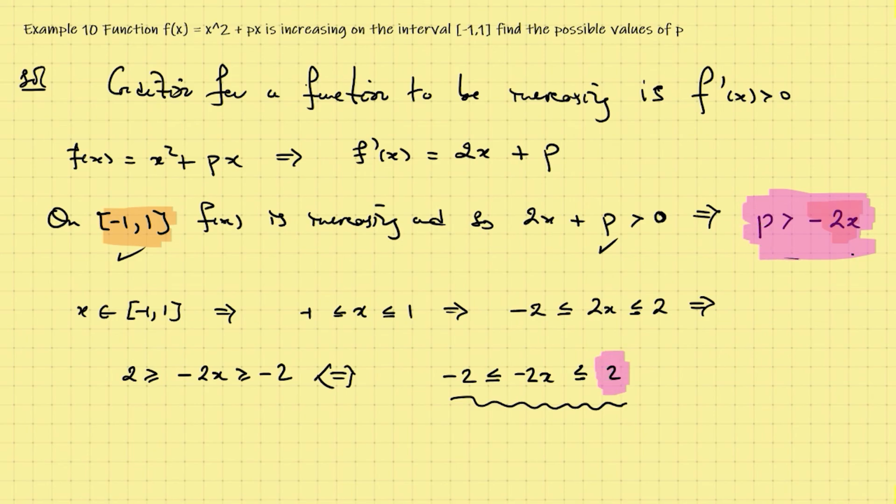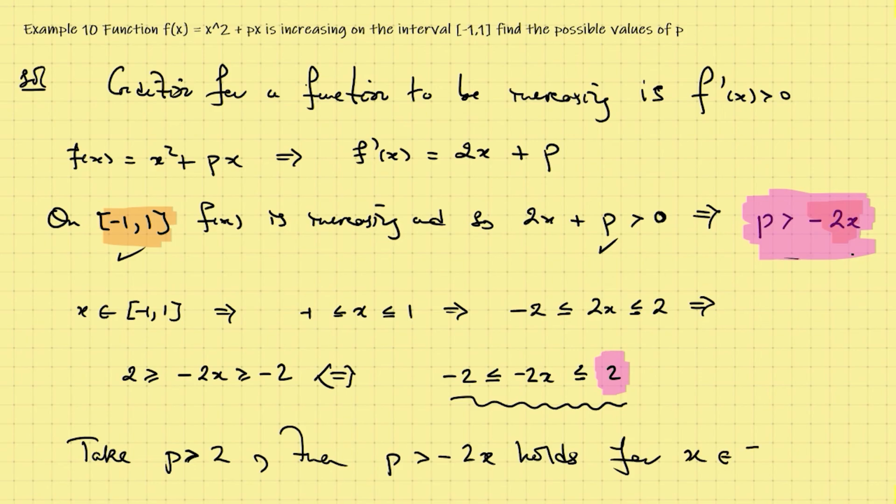So if we take p to be bigger than 2, then p bigger than minus 2x holds for x an element of minus 1, 1. And so in this case, for our function f of x to be increasing on the interval minus 1, 1, our values of p must satisfy the fact that they must be strictly bigger than 2.